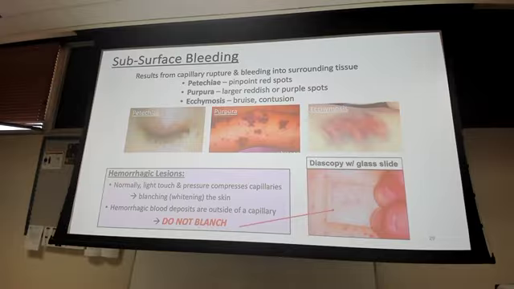With ecchymosis, or a bruise, we've all had this. We got some trauma to our skin, didn't break the skin, but it damaged the blood vessels, and so now that blood vessel is bleeding under your skin. But most of the time, it's going to heal without issue.